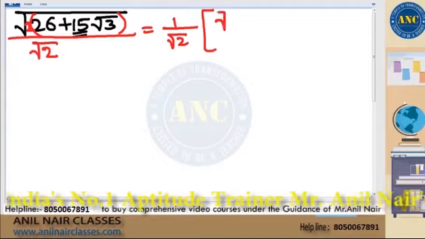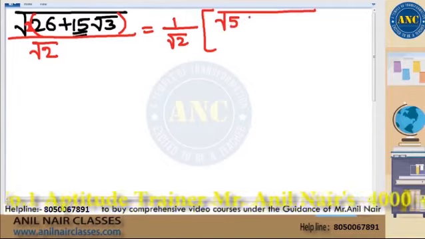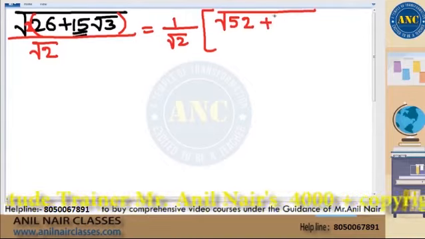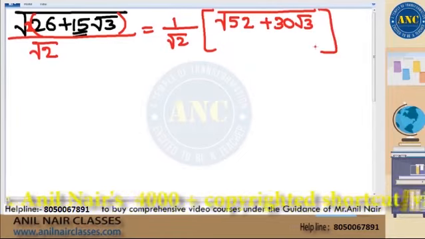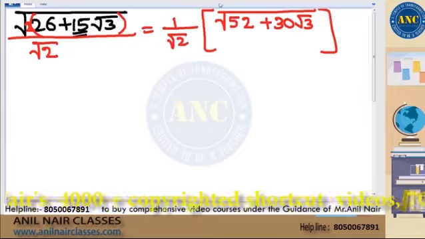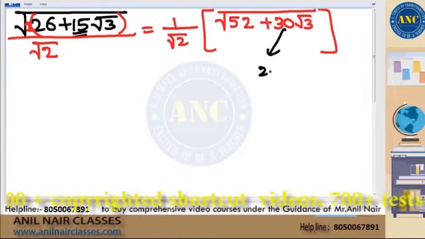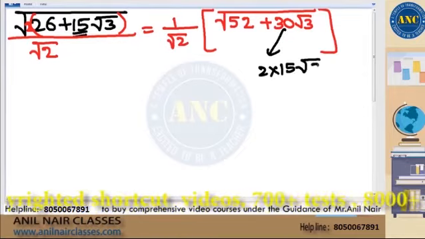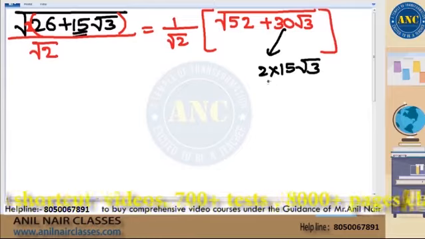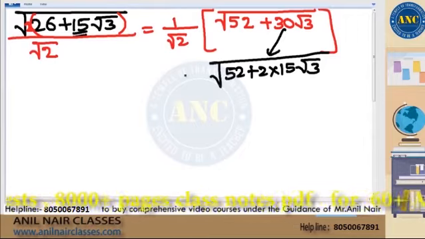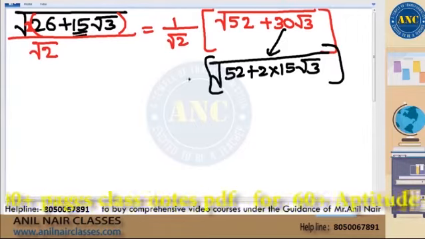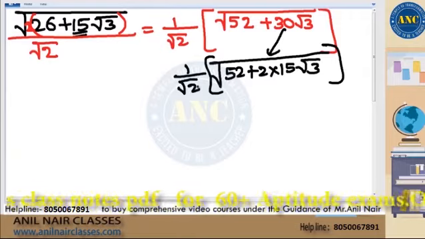So the square root of 26 into 2 is 52. 15 into 2 is 30 root 3. In fact, I should actually write the 30 root 3 as 2 into 15 root 3. Now let me write the entire thing: this is the square root of 52 plus 2 into 15 root 3. Outside it is 1 by root 2.